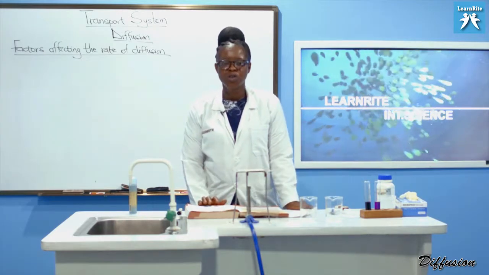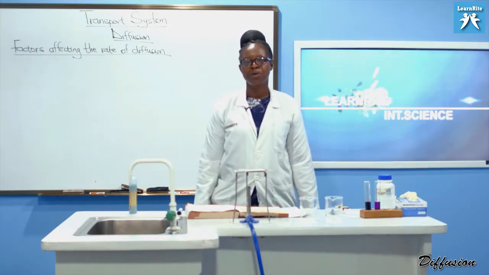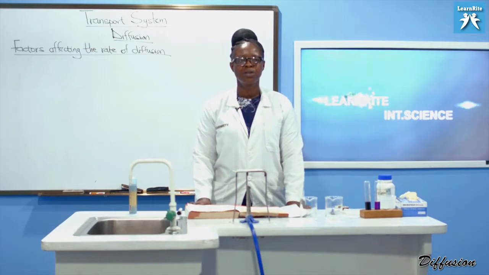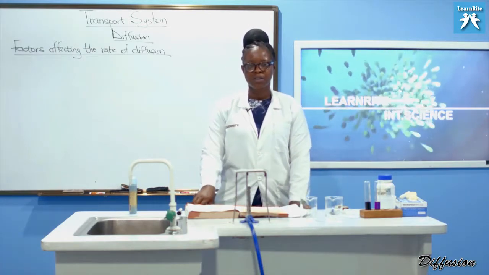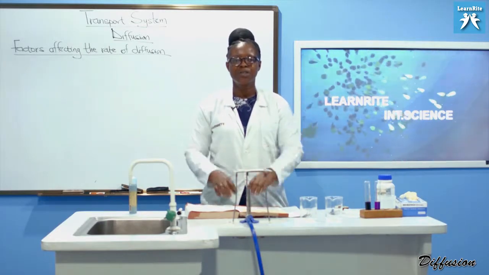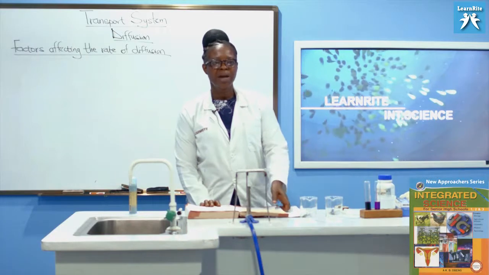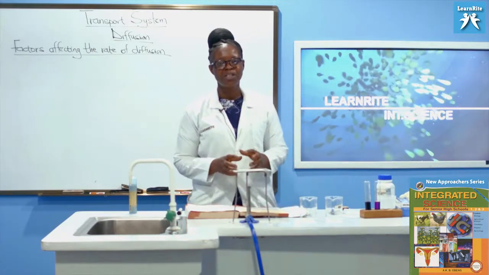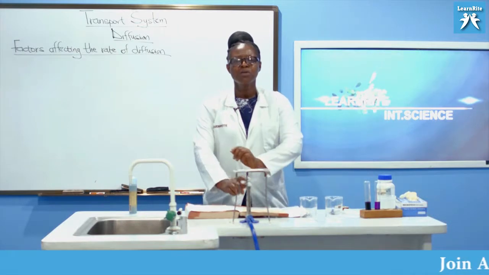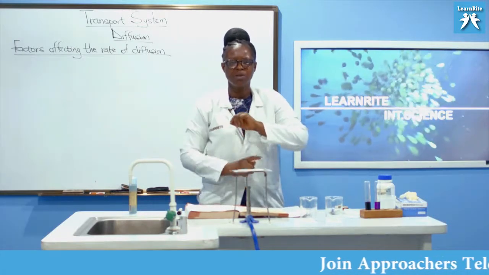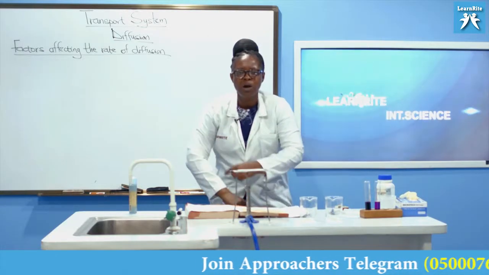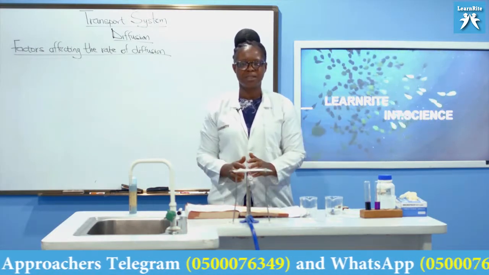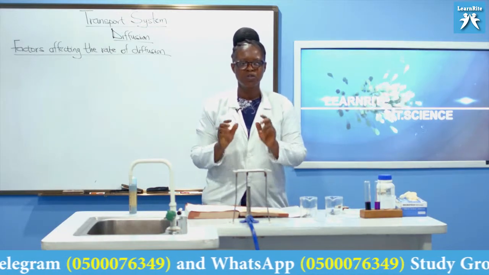Today, we are going to continue from where we left. Under today's topic, we are going to talk about factors or conditions that can affect the rate of diffusion. For this topic, you can find it in the New Approaches series, chapter 14, factors that affect the rate of diffusion. We said it involves movement of molecules or particles from a region of higher concentration to a region of lower concentration. Whether the particles will move faster or slower depends on certain factors, and these are the factors we are going to discuss today.